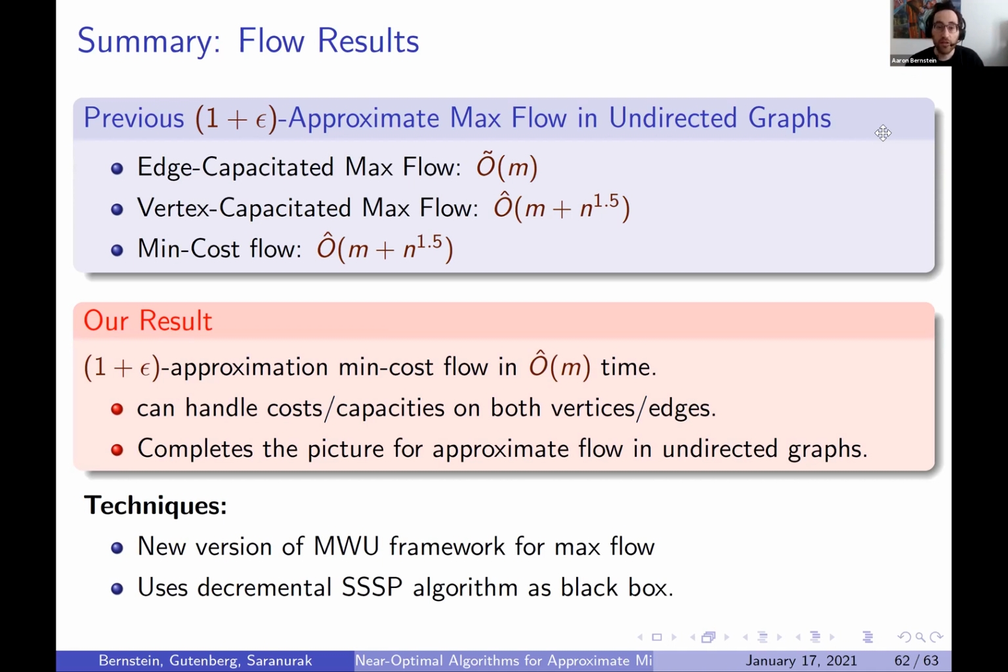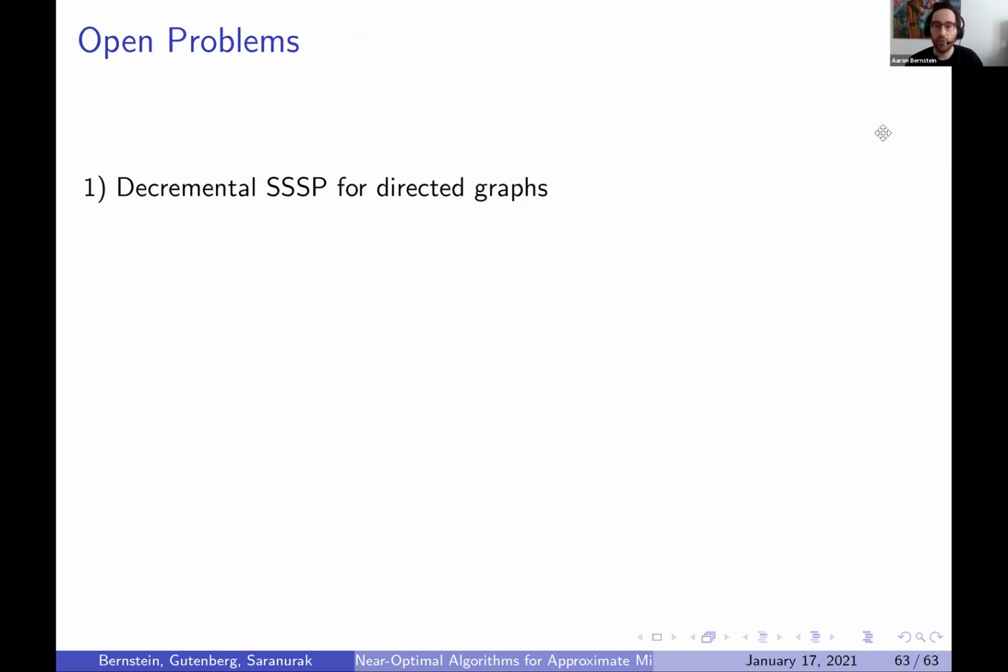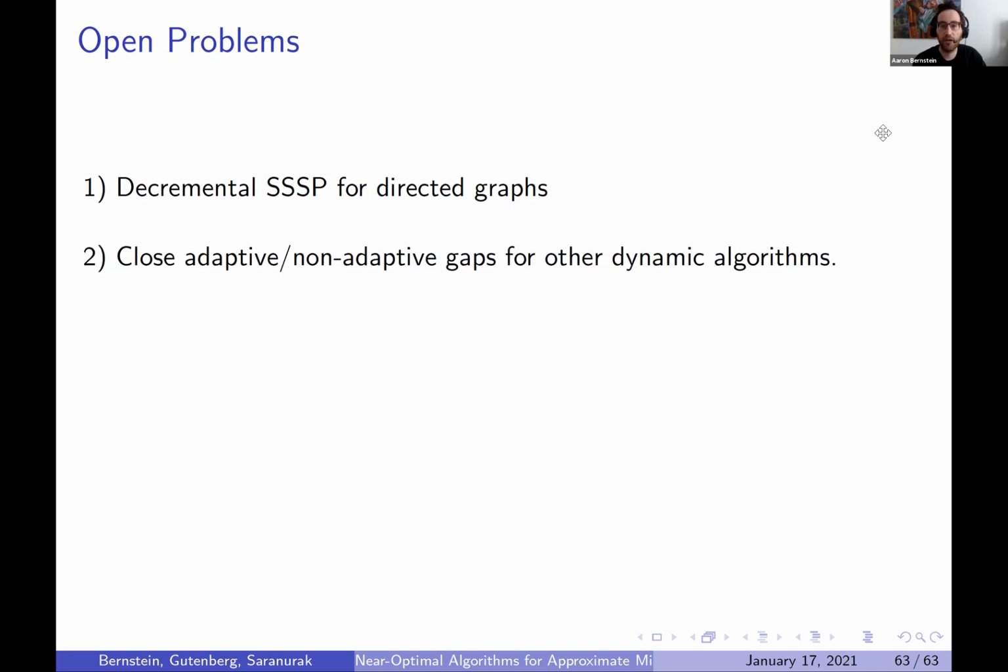Okay, those are all the results. Quickly finish up with some open problems. So I said we basically settle the problem of decremental SSSP in undirected graphs. For directed graphs, it's very far from settled. We don't know, even our non-adaptive algorithms are pretty slow, and our adaptive algorithms are very slow. So we really don't know how to solve this problem.